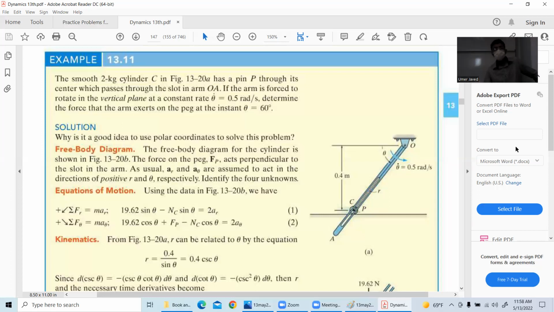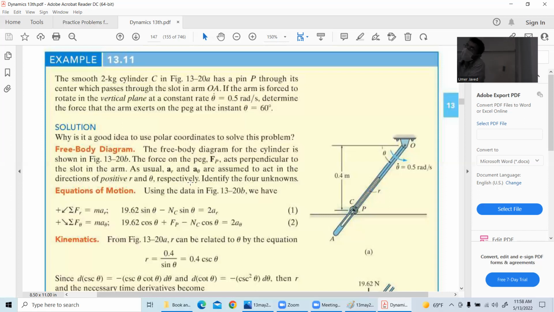So in this particular problem, for example, when the rod is rotating, this peg can go left and right at the same time. And when this thing is rotating, the radial distance of the peg can also change, right? So in order to solve this question, your best bet is summation of forces in the radial and theta directions.